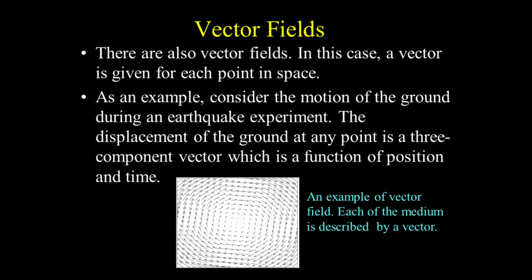There are also vector fields. In this case, a vector is given for each point in space. As an example, consider the motion of the ground during an earthquake experiment. The displacement of the ground at any point is a three-component vector, which is a function of position and time. Here is an example of a vector field. Each point of the medium is described by a vector.